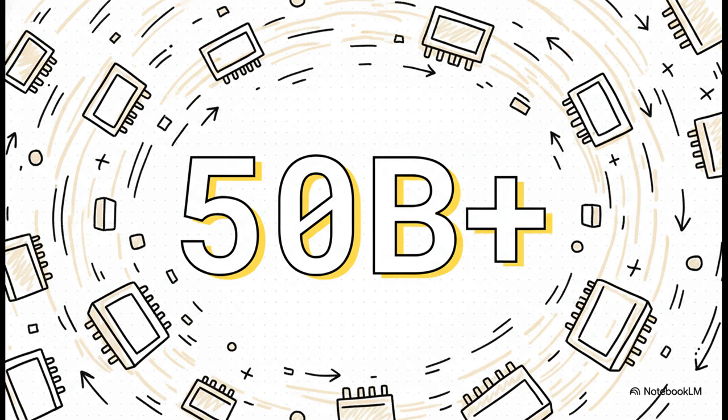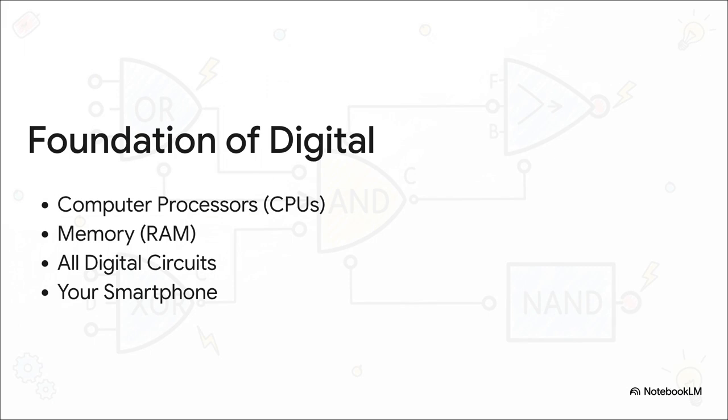A single modern computer processor, like the one that's probably in your laptop right now, can have over 50 billion transistors. And every one of those transistors is part of a logic gate, making one of these simple logical decisions billions of times every single second. And what that means is that every single piece of digital technology is built on this foundation. The processor, the memory in your computer, every digital circuit, the smartphone in your pocket, they all operate on the exact same principles of Boolean logic and these simple little gates we just talked about. They're just doing it on a massive, massive scale.